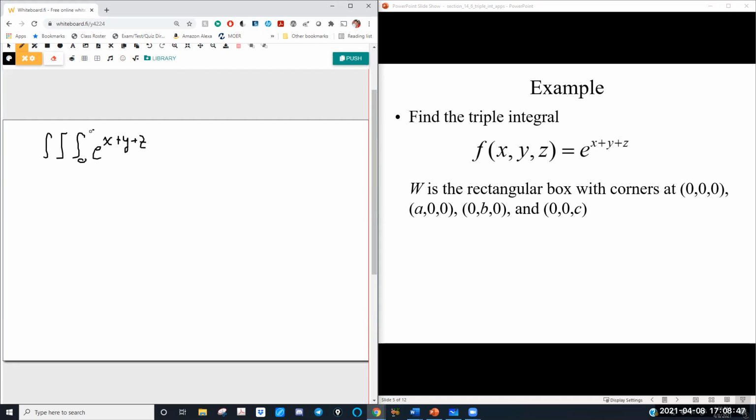So maybe we do x first. That would put the dx here. Y is going to go from 0 to b. That would give the dy. And z is going to go from 0 to c, and that would give our dz. So again, this one's pretty easy to set up, and it's actually not a bad integral. It's not nearly as bad as it looks. This could be rewritten as e to the x times e to the y times e to the z, and it's just a matter of going through 3 times.